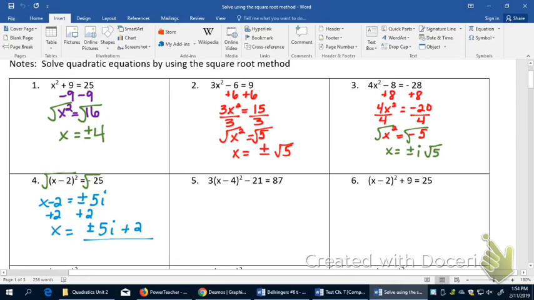See, we're trying to get the (x minus 4) squared by itself. So think about the fact that I need to get this by itself. So we're going to add 21 first and then divide by 3. Okay? So, add 21. I think it is 108. And then you divide by 3. I think it's 36.